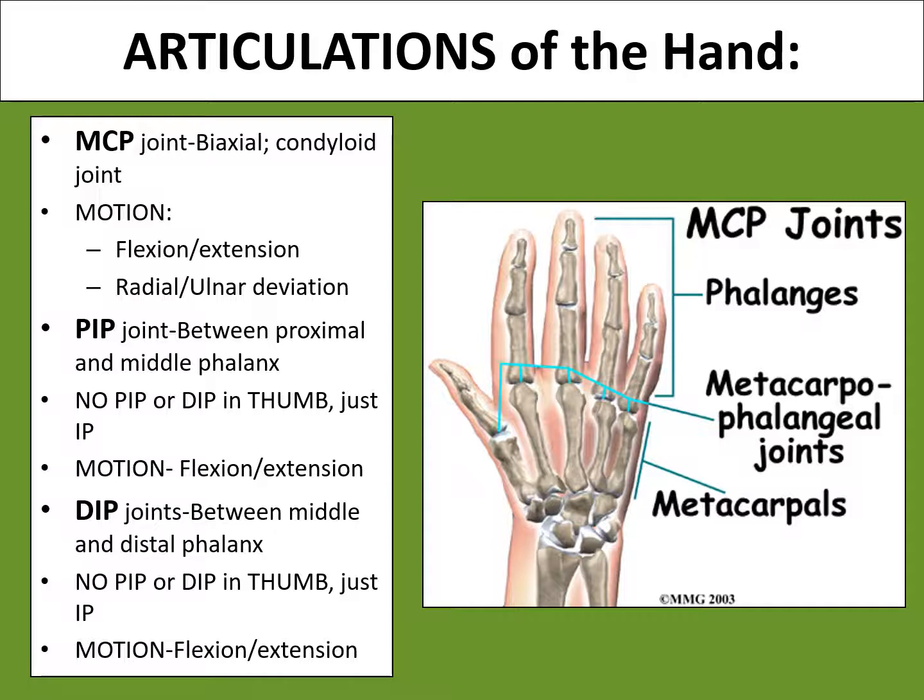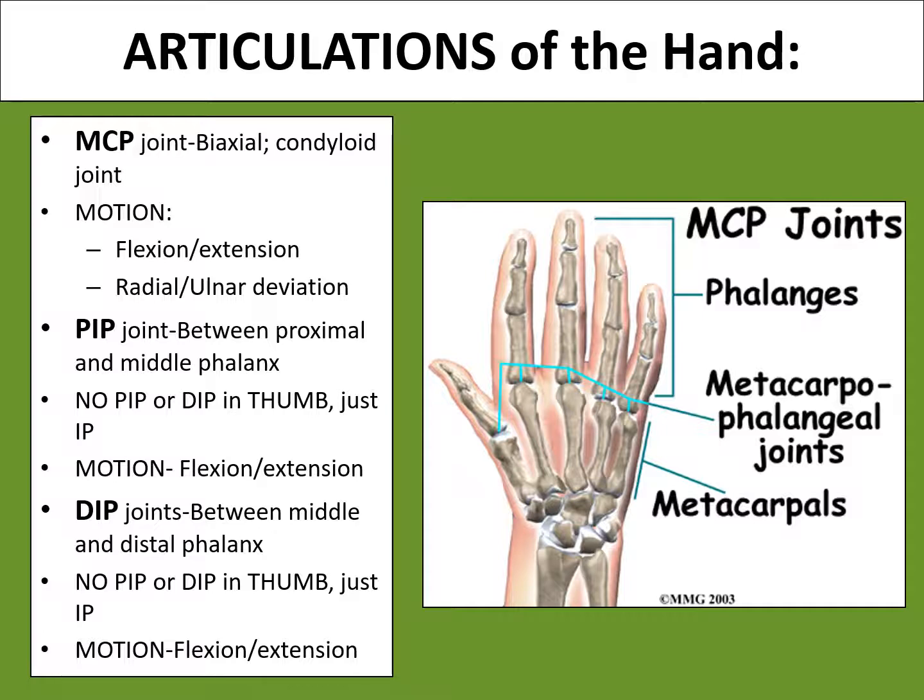But now moving on to talking about the MCP, PIP, and DIP joints. MCP is your knuckles, so that's your metacarpal phalangeal joints. They all have 2 degrees of freedom where they can move into flexion and extension and radial and ulnar deviation. The PIPs are between the proximal and middle phalanx. So you see that the thumb does not have a PIP joint, it just has an IP joint since there's just the proximal and distal.